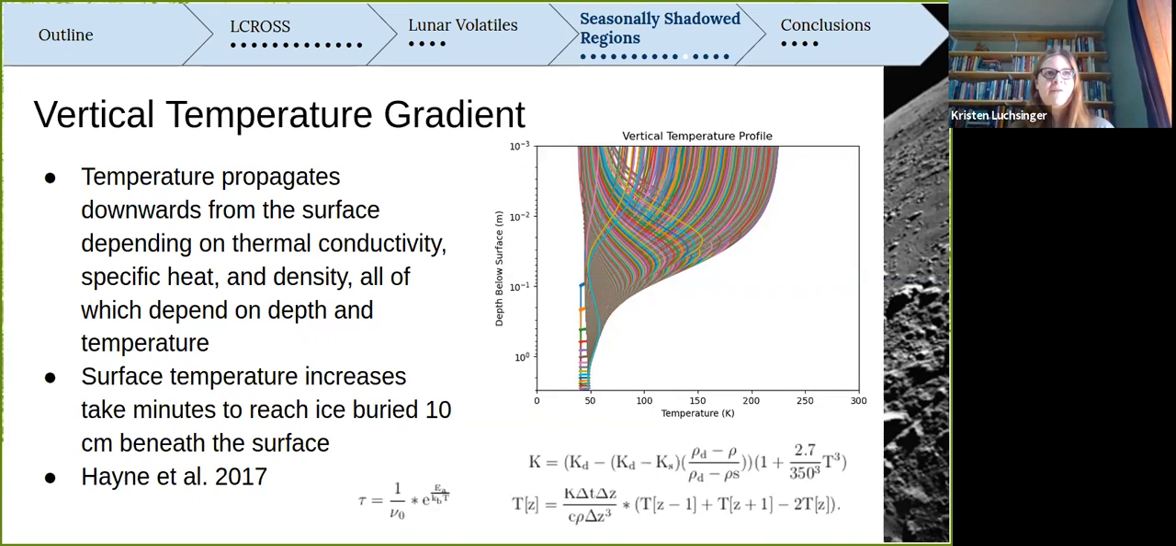So I believe Close et al. recently published a paper about seasonally shadowed regions as a reservoir for the ice landing in permanently shadowed regions. One possible observable would be looking at a time lag in escaping ice from seasonally shadowed regions. Any sort of time lag might suggest vertical migration, which might tell us a lot about, well, how quickly is this vertical migration happening?